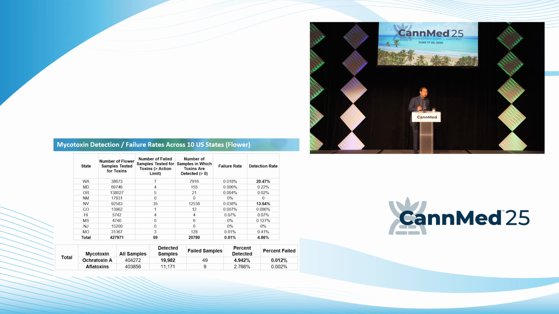You'll notice also that the numbers don't add up. And the reason for that is, in terms of the reporting, this all comes from Metrc and from FOIA requests. So sometimes the actual data that is being input looks at total mycotoxins. It doesn't actually look at individual analytes. So that's why the numbers in terms of failed tests don't add up with the chart below.